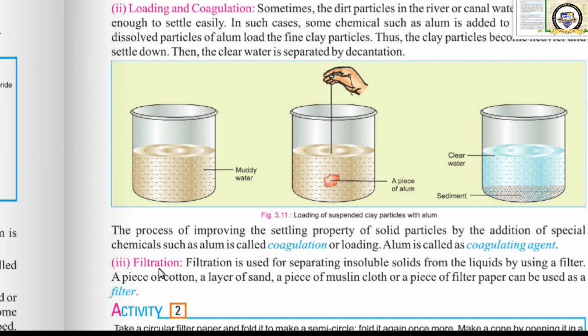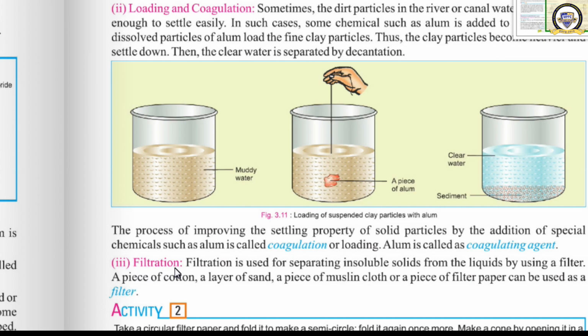Now let us study filtration. Filtration is used for separating insoluble solids from liquids by using a filter. It is the process of separating insoluble solids from the liquids using a filter, that is, filter paper. A piece of cotton, a layer of sand, a piece of muslin cloth or a piece of filter paper can be used as a filter.